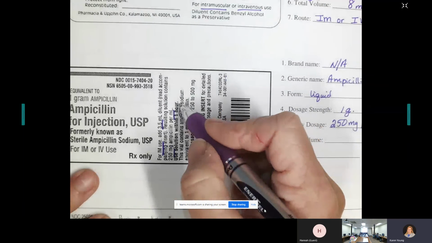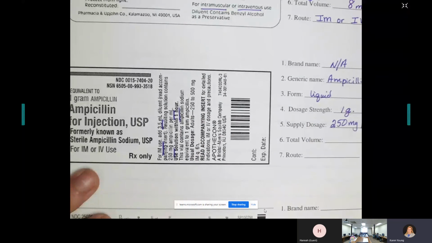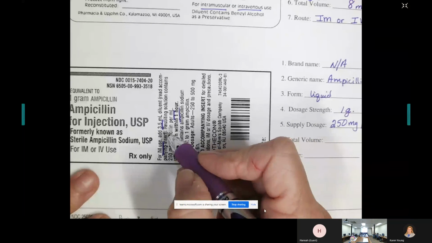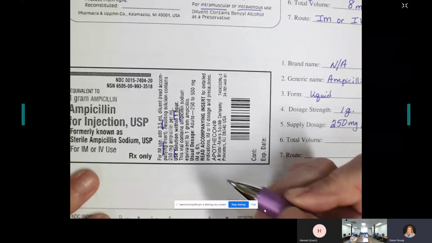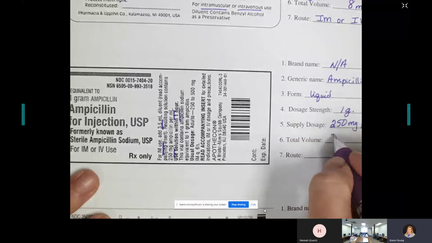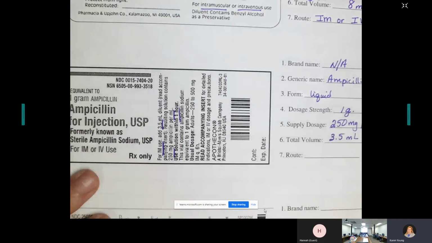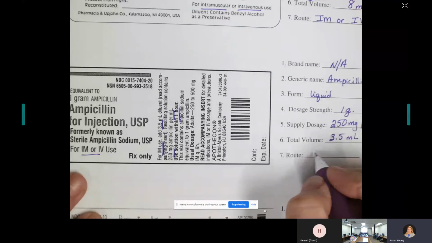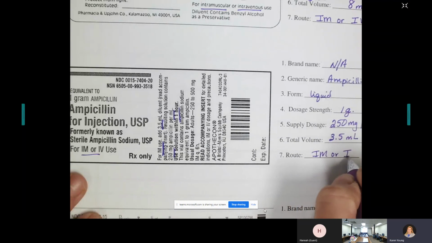It says to be sure and use the solution within 1 hour. That just means that it's unstable once it's reconstituted. My total volume: it doesn't really give a total volume. We could say the 3.5 milliliters of diluent, because generally that's what it is, unless it says resulting in so many milliliters. And then the route, again, is the IM or IV.